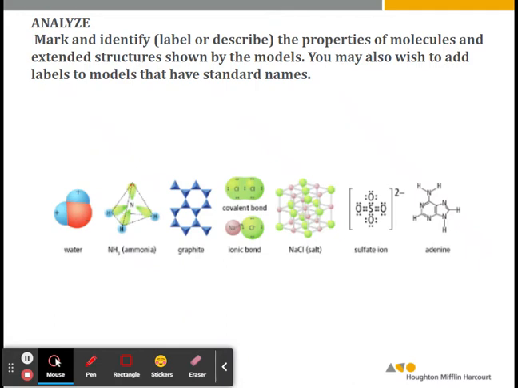We saw these images on the last slide. We see water, ammonia, graphite, ionic and covalent bonds. I guess those are not well. I guess they are molecules, but they're showing covalent bonds between chlorine atoms and sodium and chlorine ions. Then we see sodium chloride, sulfate, and adenine. But all of these look different, don't they?